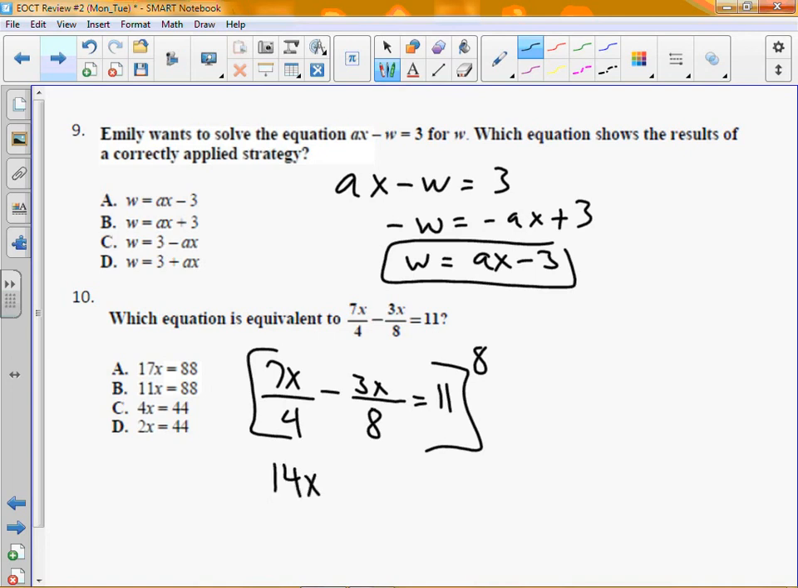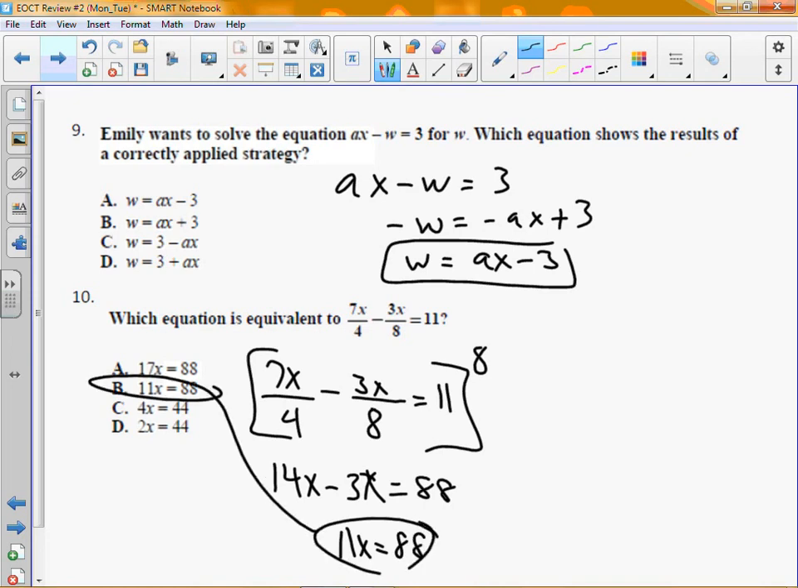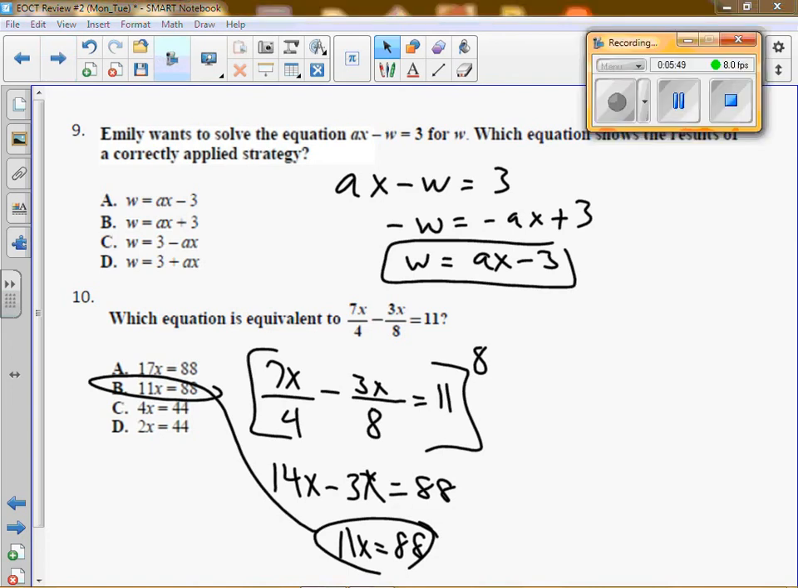How many times does 8 go into 8? So minus 3x equals 11 times 8. So 11x equals 88. Okay?